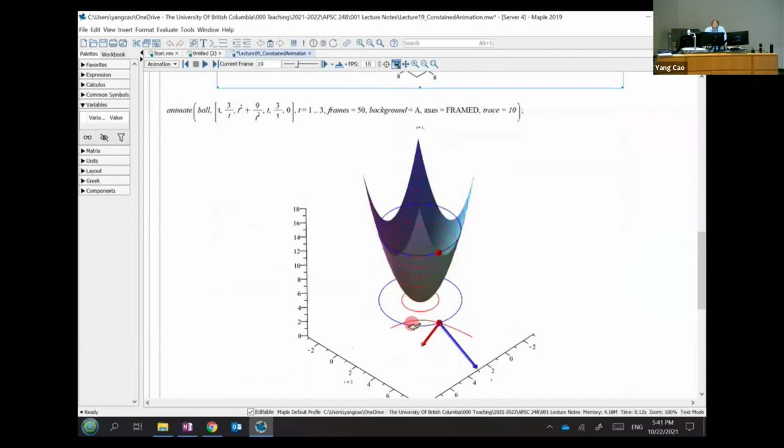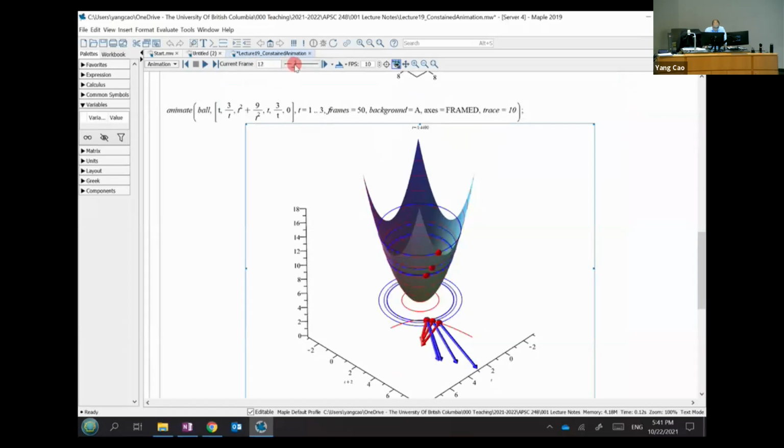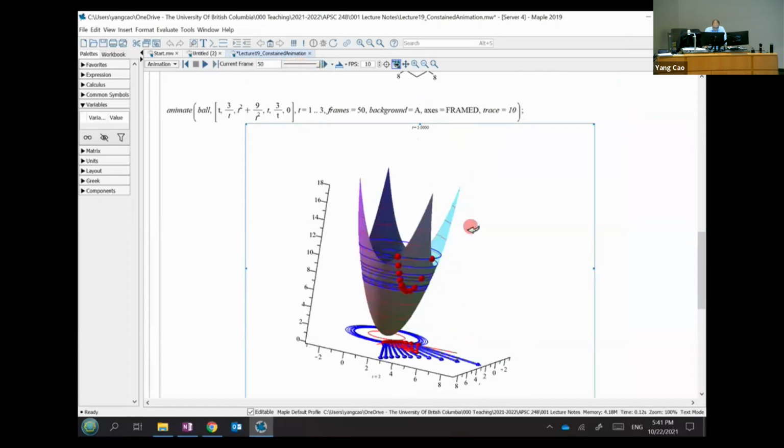I think in the next one I'll trace out everything. Then you have a whole bunch of curves going on here. That is the curve traced out by person B on the surface, and this is the minimum location, obviously.